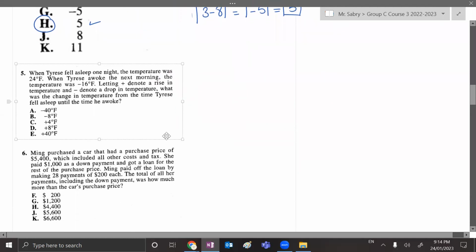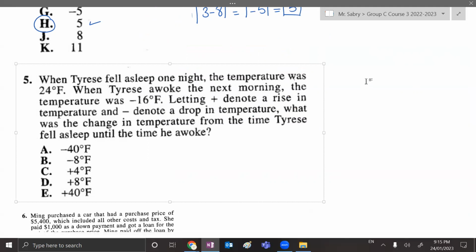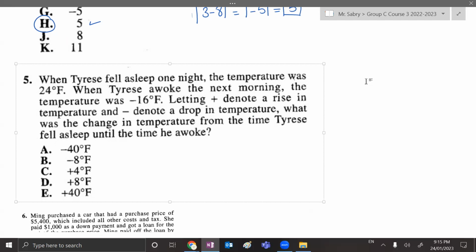Moving right away to number 5. It says here when Tyrese fell asleep one night, the temperature was 24 Fahrenheit. When Tyrese awoke the next morning, the temperature was -16 Fahrenheit. Let the positive sign denote a rise in the temperature and the negative sign denote a drop in the temperature. What was the change in temperature from the time Tyrese fell asleep until the time he awoke? Now we need to explain شوية what does that mean.